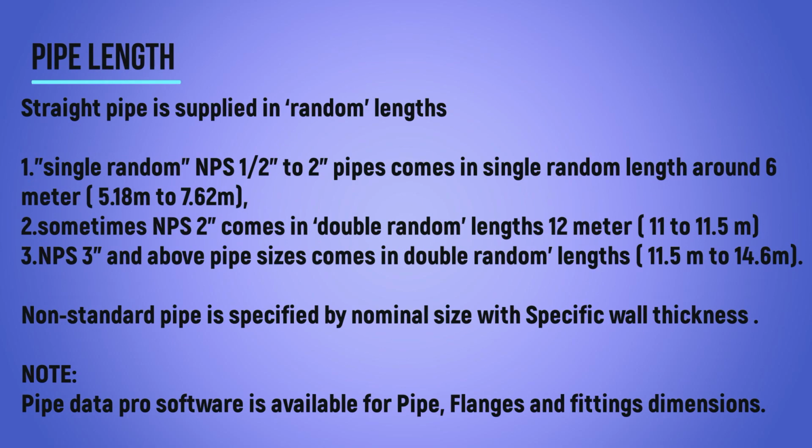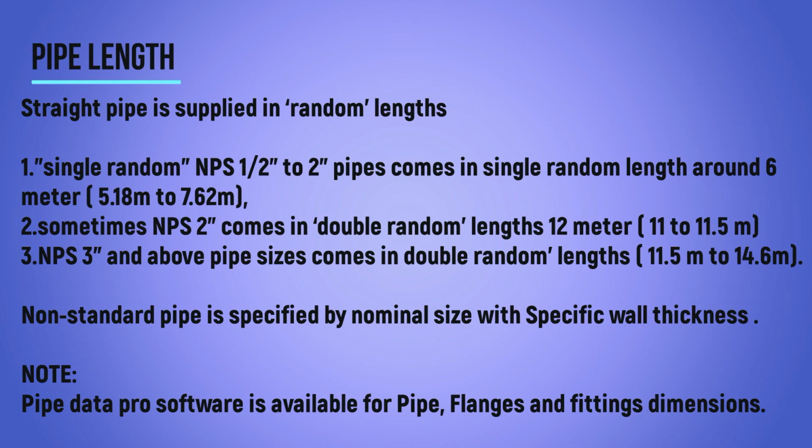The pipe lengths. So as you can see, the straight pipe is normally supplied in random lengths. Random lengths means single random length and double random length. So single random length, normally for 1.5 inch to 2 inch pipes, comes in single random length, and this single random length is normally around 6 meter, but it ranges from 5.18 meter to 7.62 meter. Like the length varies between these two ranges.